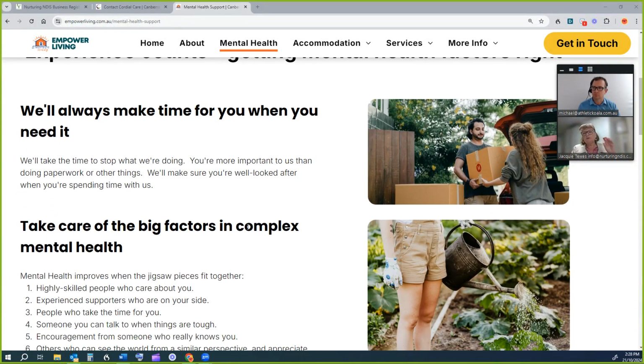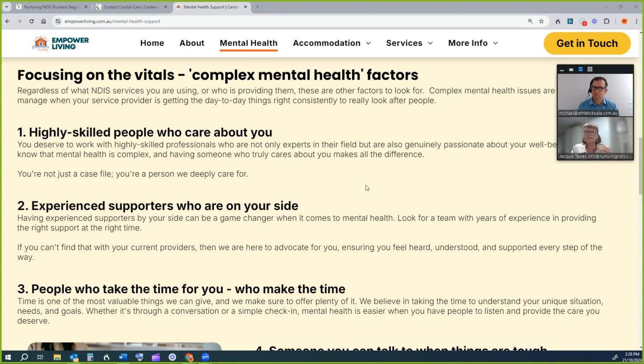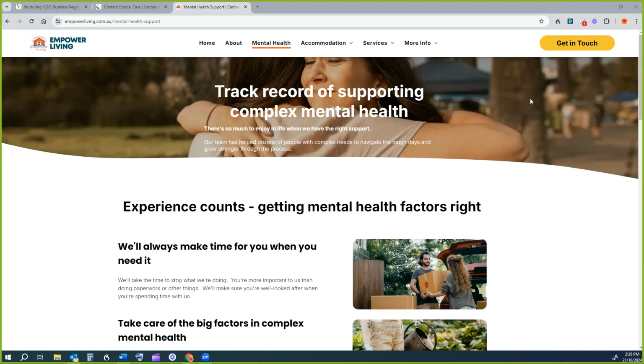It's actually giving a little bit of detail. And the more people can relate and say, yes, that's what we want, and maybe that's what we haven't had in the past, it really helps you to stand out as a provider.